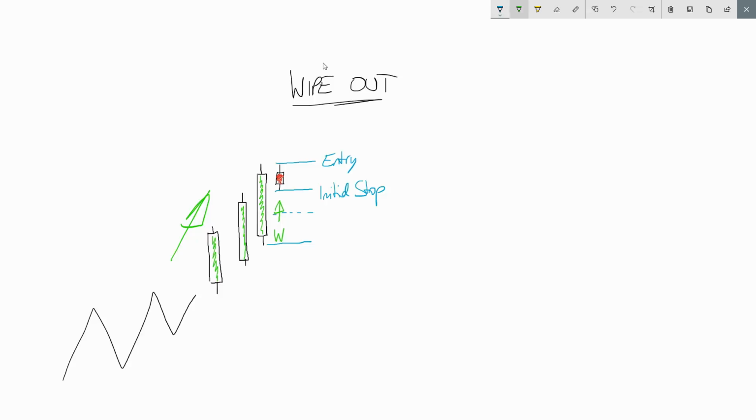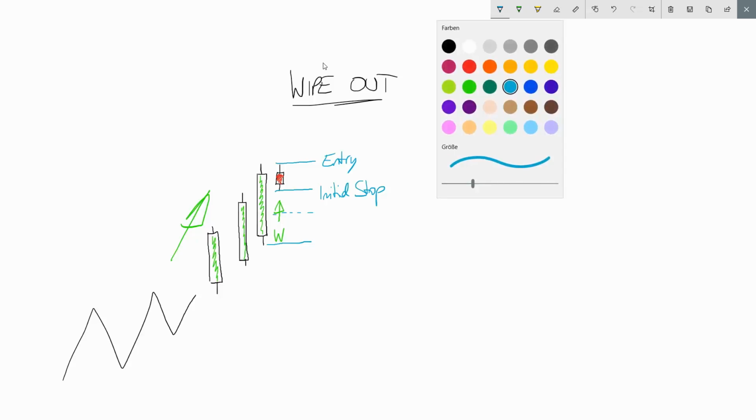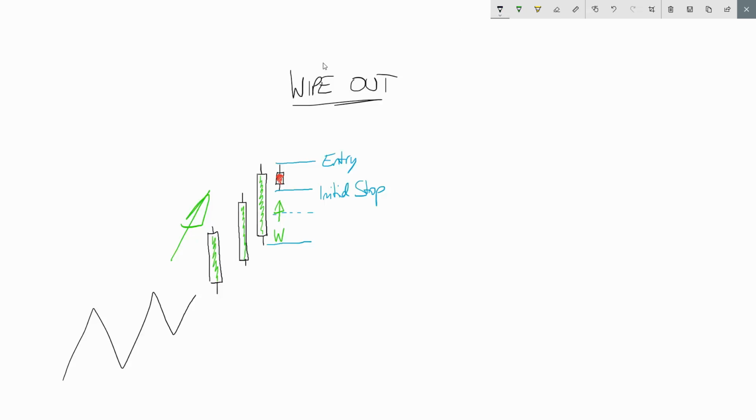And what we now want to see is, of course, that the market is breaking up here and boosting up to higher prices and continuing this great move which was already performing here. Okay, this was basically it for how to set your entry.